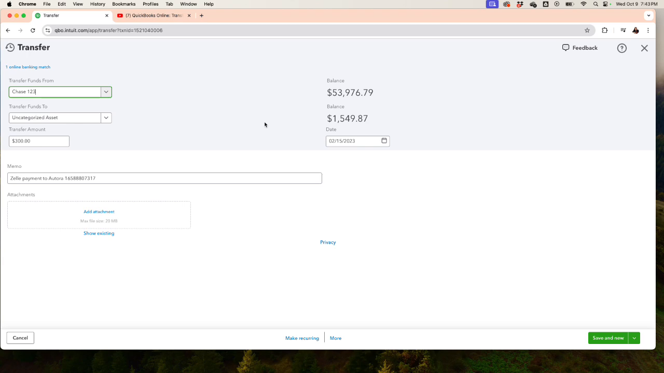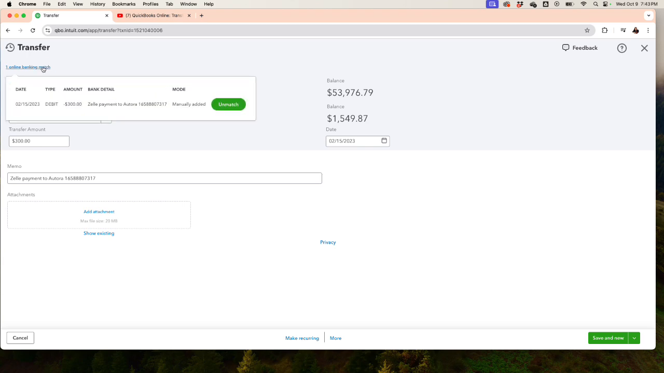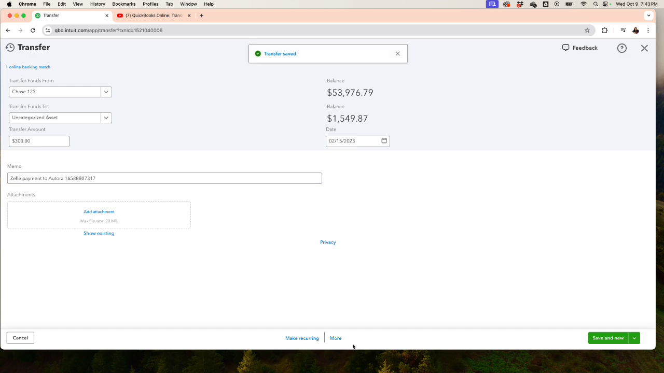Now, this transaction in particular is not supposed to be a transfer. It's supposed to be an expense, but here I cannot change it because it's recorded as a transfer. So in this case, I'm going to have to click on this online banking match and unmatch it. This way I'm going to change it back to for review.